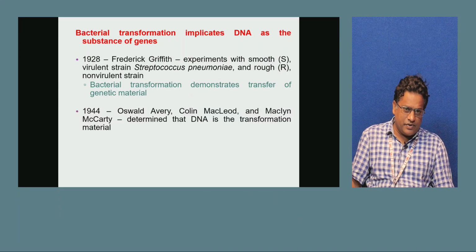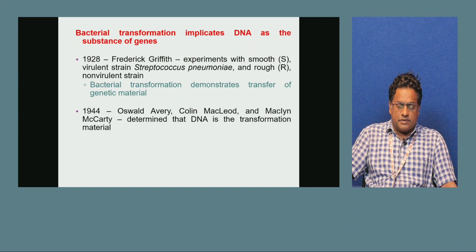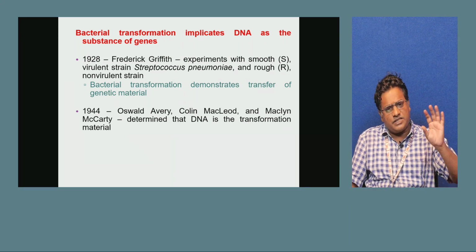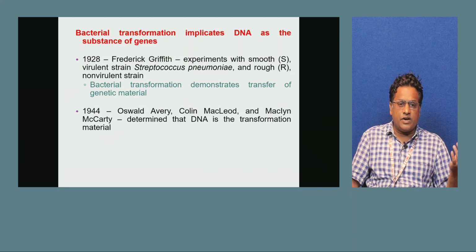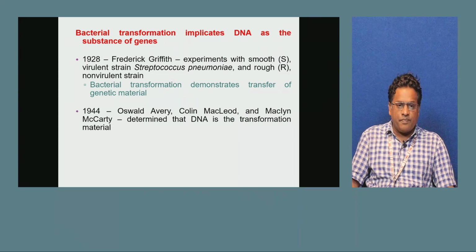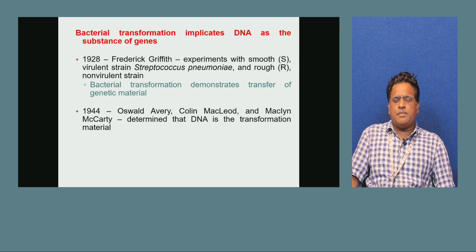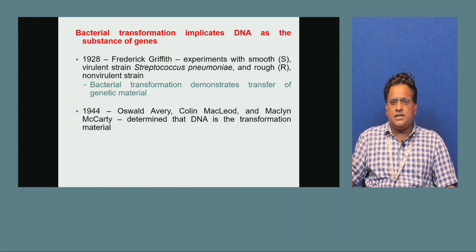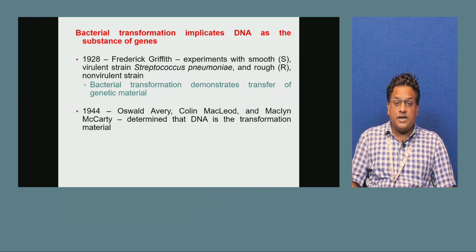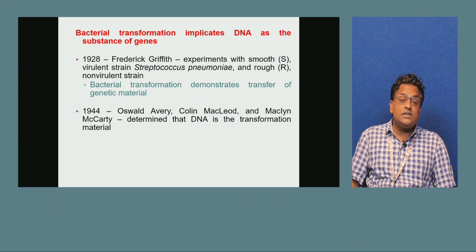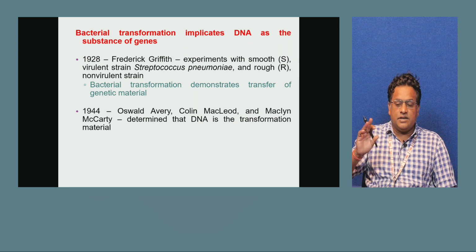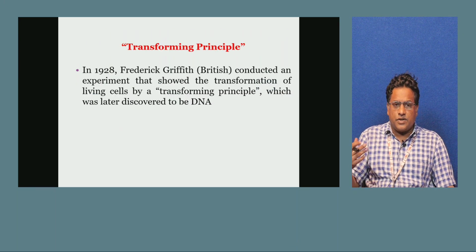That is how Frederick Griffith came up with a genetic material experiment, one of the seminal studies. Then in 1944, McLeod and McCarty determined that DNA is the transformation material. So it was Griffith who came up with the idea that some strains become virulent, but in 1944 it was answered by Oswald Avery, McLeod and McCarty that DNA is actually being transferred. We'll discuss that later. That's the transforming principle.